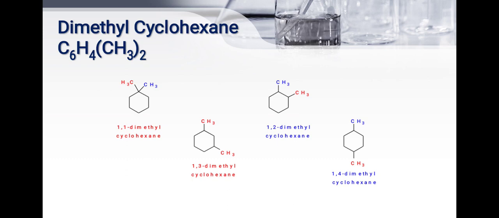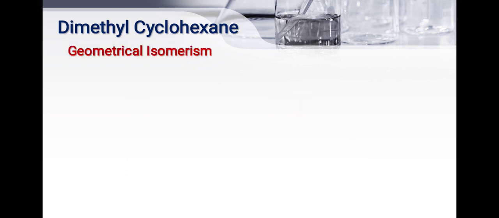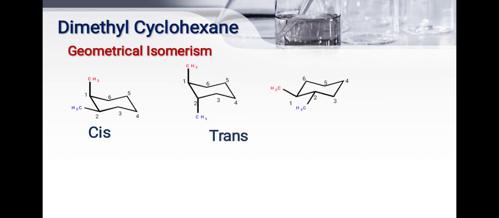At the position of 1 and 2, methyl groups are present. Then see the geometrical isomerism. Geometrical isomerism does not occur when both substituents are present on the same carbon atom; such compounds do not show geometrical isomerism. Here, on both carbon atoms, methyl groups are present.